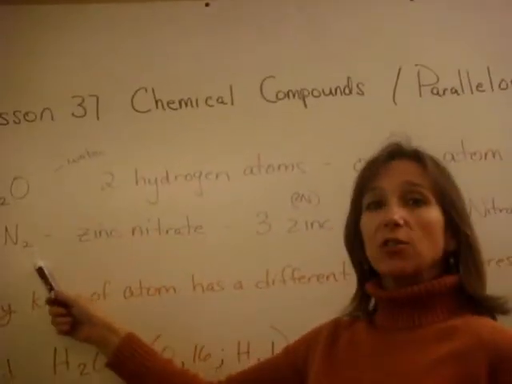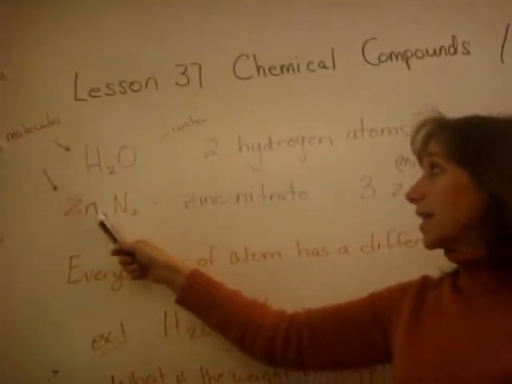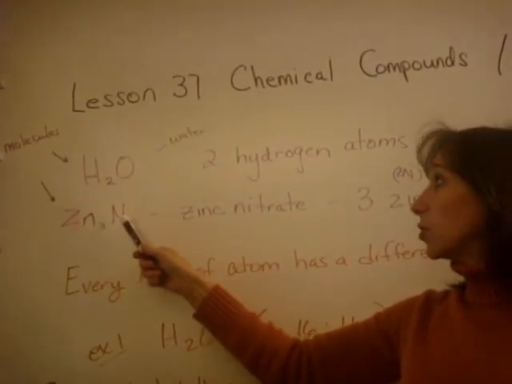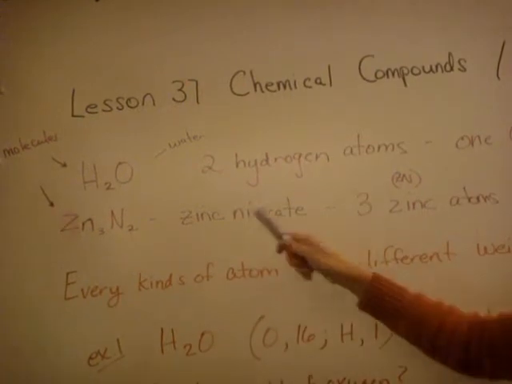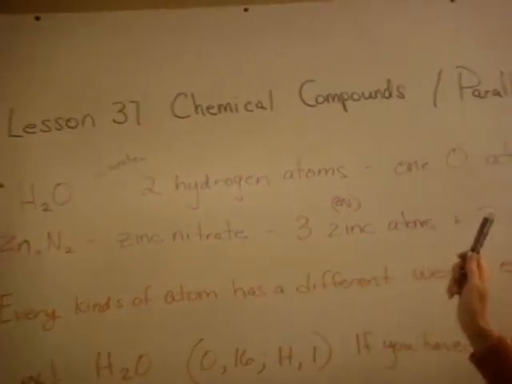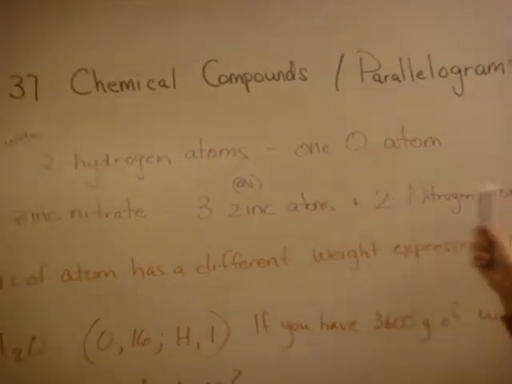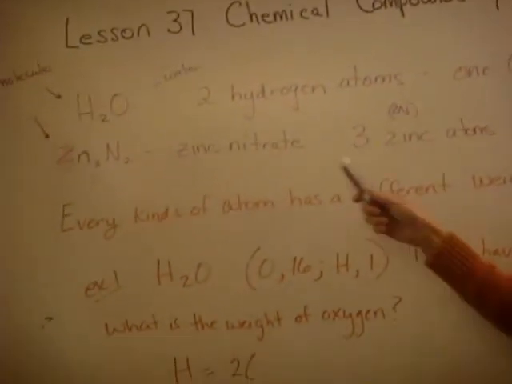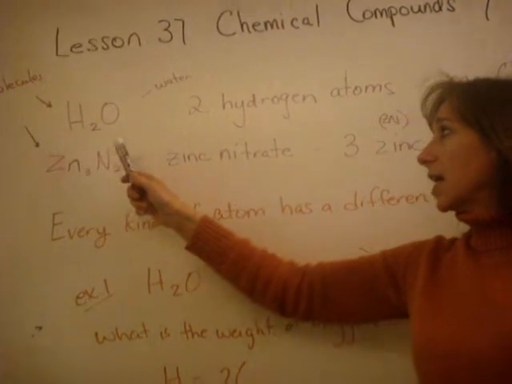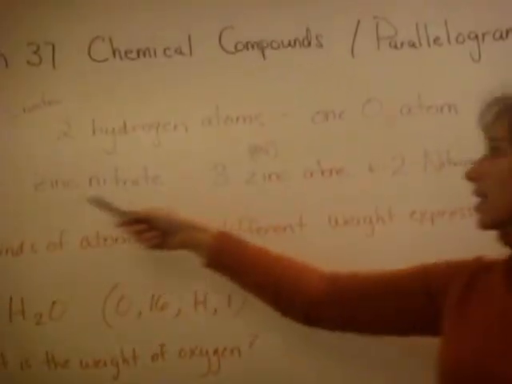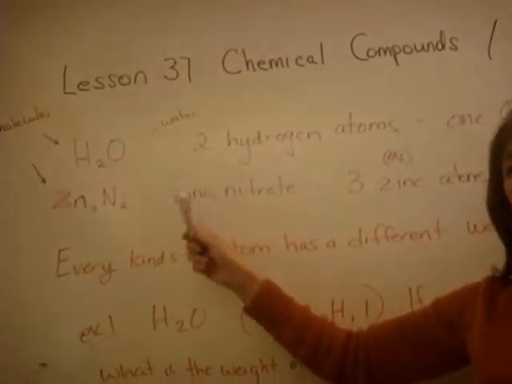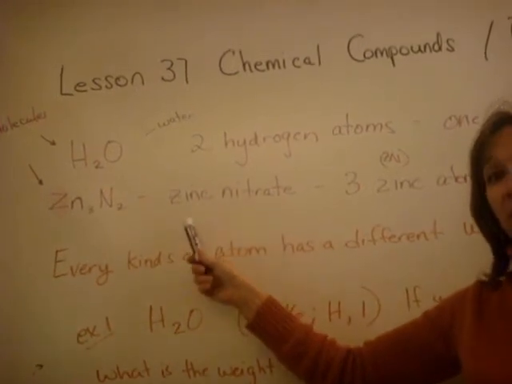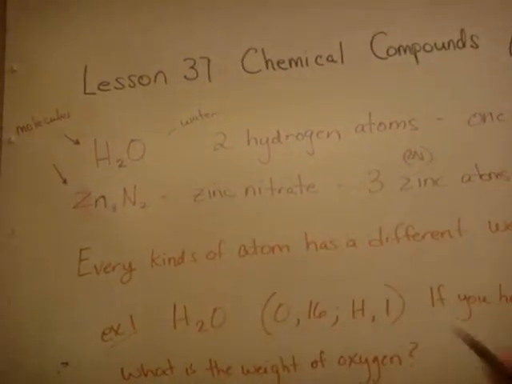This is zinc nitrate, and it's 3 zinc atoms and 2 nitrate atoms, which makes zinc nitrate. So it's 3 zinc atoms, 2 nitrogen atoms. Every kind of atom, so this is made up of zinc and nitrogen. Each of those atoms has a specific molecular atomic weight. So that's what this is.